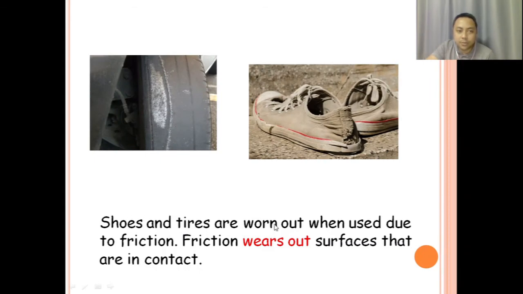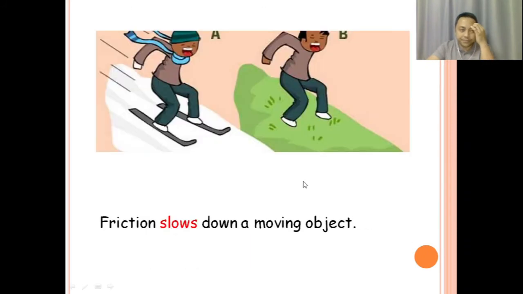Shoes and tires are worn out when used due to friction. Friction wears out surfaces that are in contact. So because of friction, this tire and shoe wear out. Friction slows down a moving object. So this one here is much slower than this one because there is a higher friction in B than A.